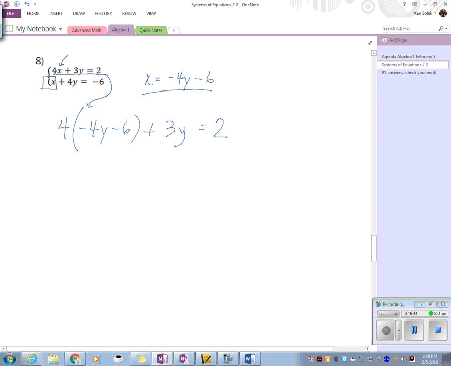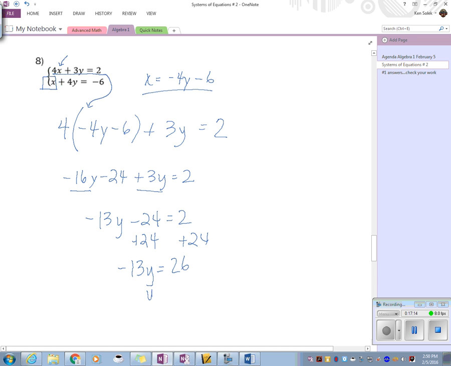So 4 times negative 4 is negative 16. 4 times negative 6 is negative 24. Plus the 3y equals 2. Negative 16 and 3 make negative 13. Add 24 to both sides. Negative 13y equals 26. So y has to be negative 2.